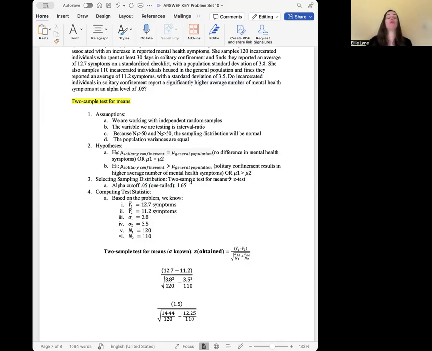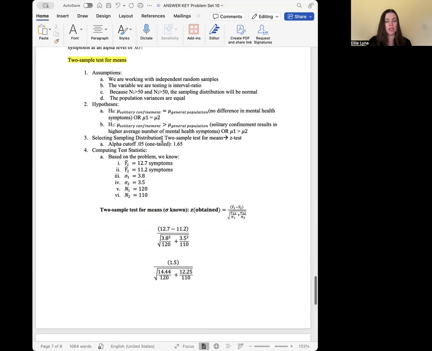1.65, right? We're only concerned with the positive end of our distribution because we're only interested in whether or not those individuals in solitary confinement report a significantly higher average number of mental health symptoms, right? Not less than and not different, right? We have our greater than sign here for a reason. So we'll keep that in mind, and you'll see a visual example of this in just a second.